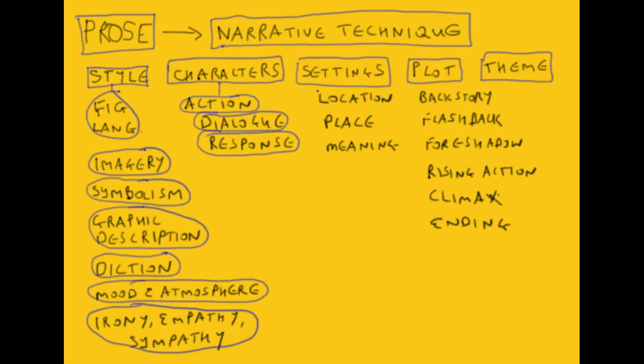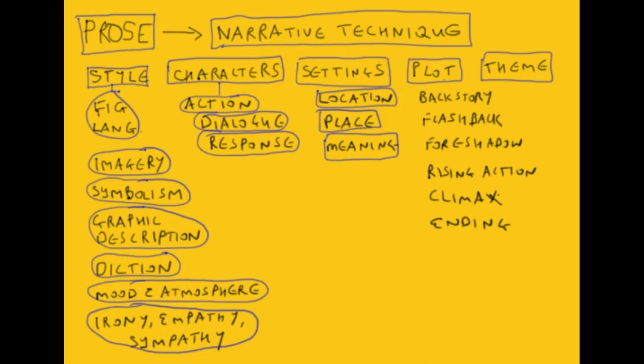Okay, the next heading is settings. So in this sense, we're analysing the location or the place of the passage of prose. And what we're really looking at there is to see how the setting of that particular passage is influencing what's going on and how you react and feel about it as a reader. So you're gaining meaning from the setting.